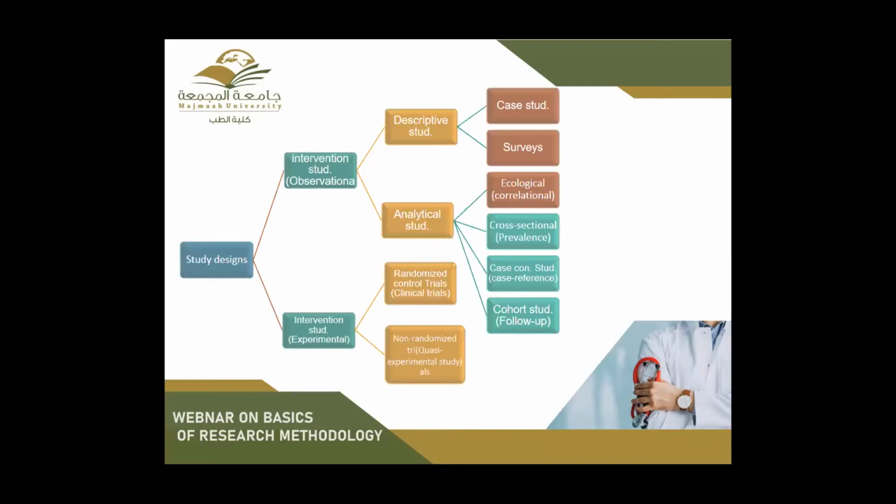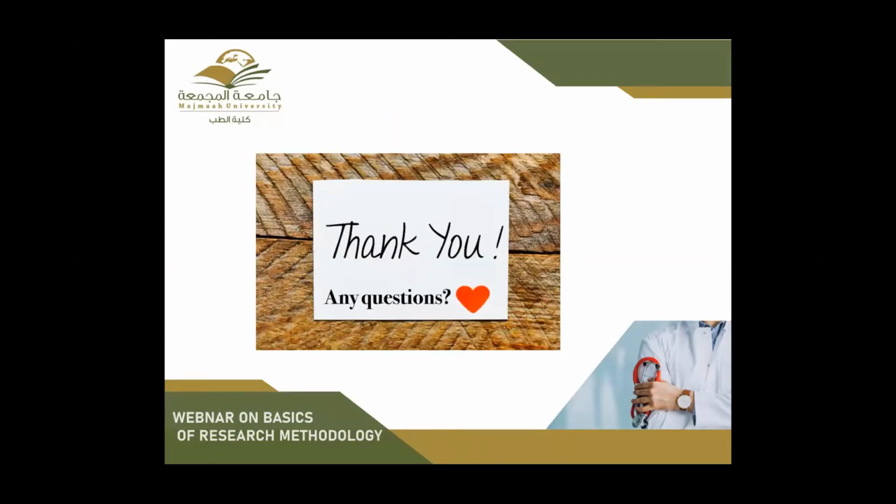This is the take-home message. Study design is of two types, observational and experimental. Observational is of two types, descriptive and analytical. Experimental is of two types, randomized and non-randomized. Descriptive studies are case studies and surveys. Analytical studies are correlational, prevalence studies, case control, and cohort study. Thank you very much.